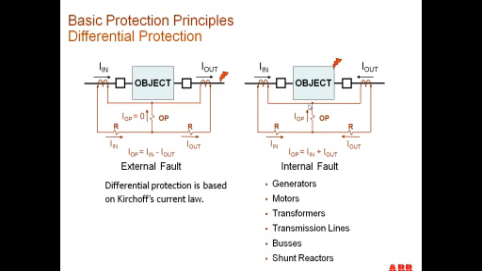So it's a very, very simple principle based on the fact that current has to go somewhere. For through faults, the currents going through both our CTs are the same, and for an internal fault, the currents aren't the same, and the difference goes in the operating circuit. So we can use the same kind of principle for protecting generators, motors, transformers, transmission lines, buses, and shunt reactors.